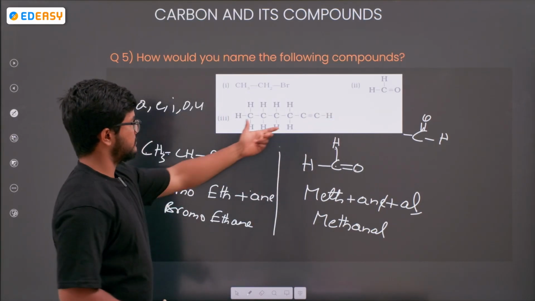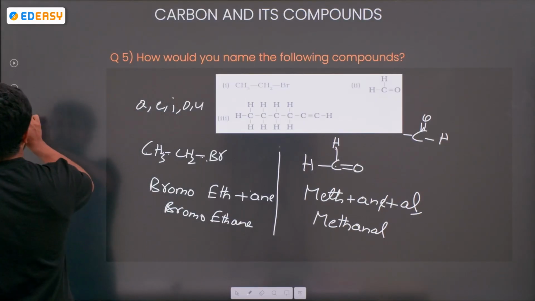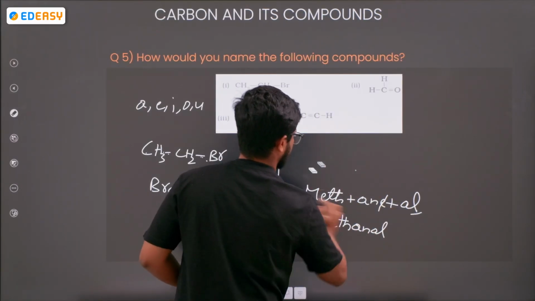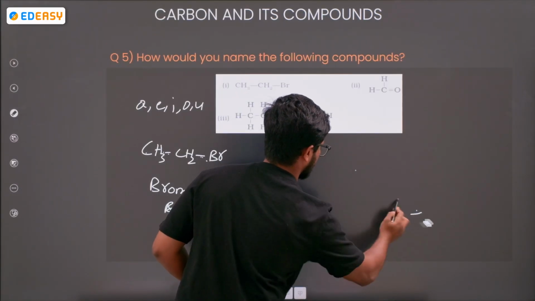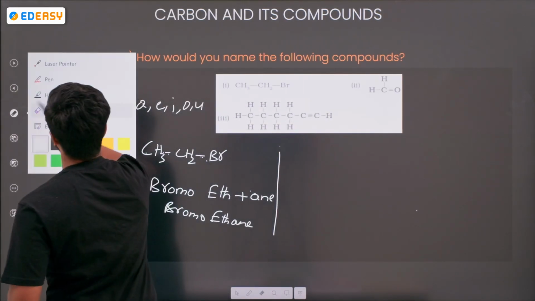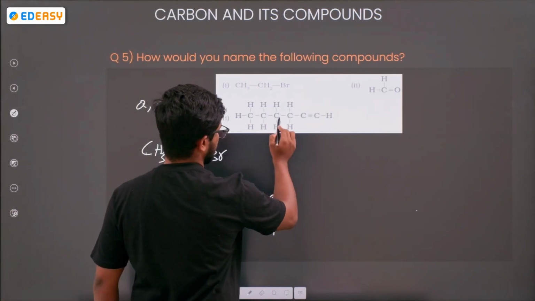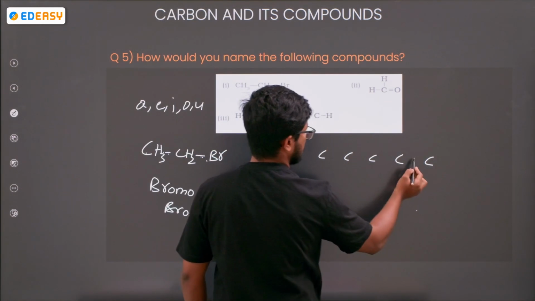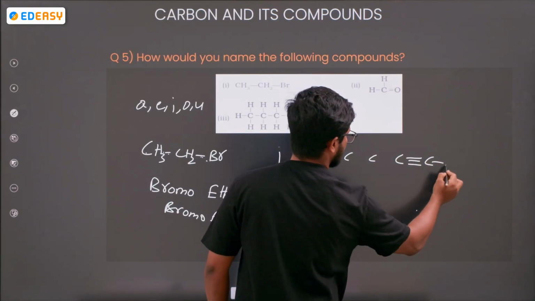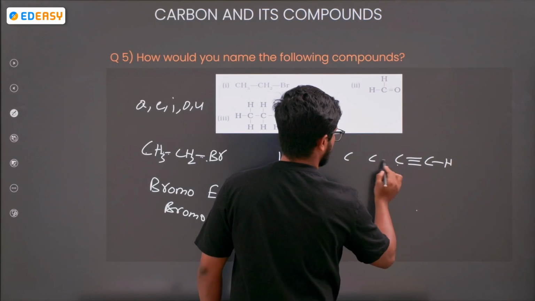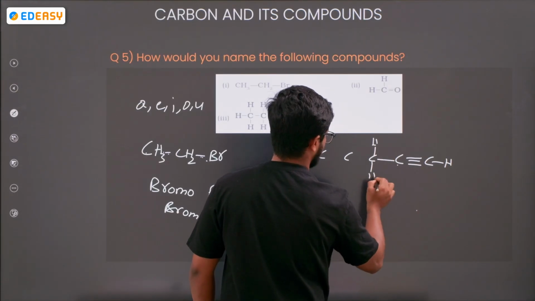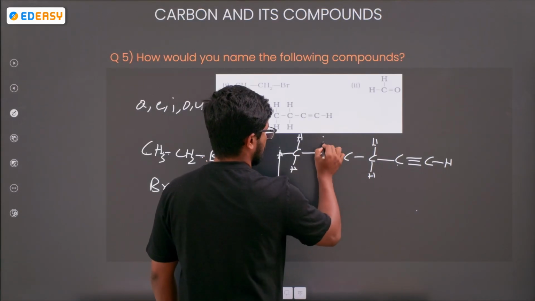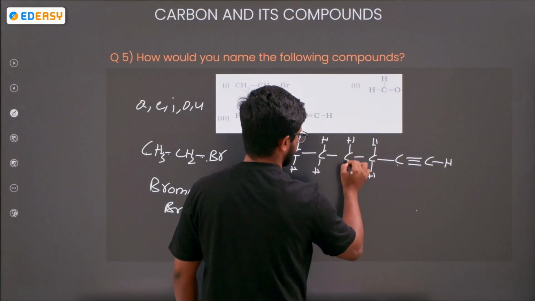Okay. Next, this one. Here they have given the structure of the compound: the carbon chain 1, 2, 3, 4, 5, 6. In between the fifth and sixth carbon, we have a triple bond. Hydrogen over here, there is no hydrogen, single bond. Here, hydrogens, single bond, single bond, single bond. 3 hydrogens here, 2 hydrogens, 2 hydrogens.